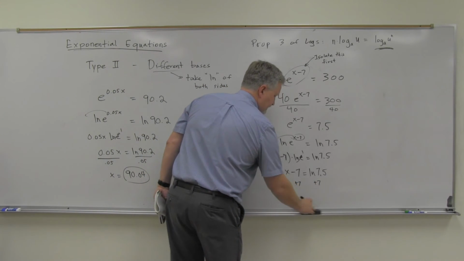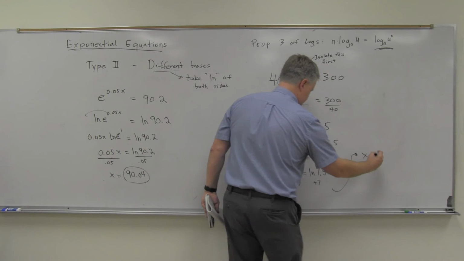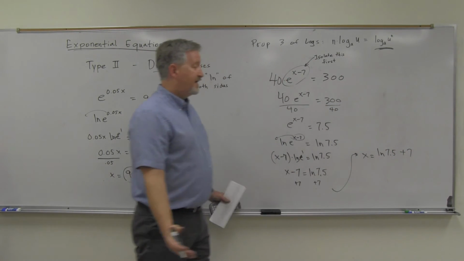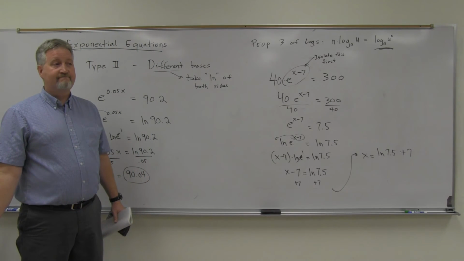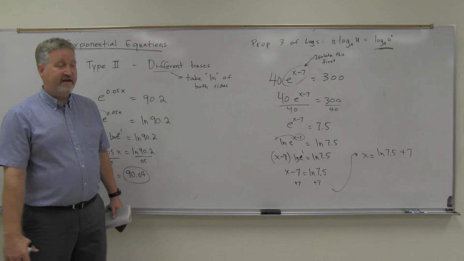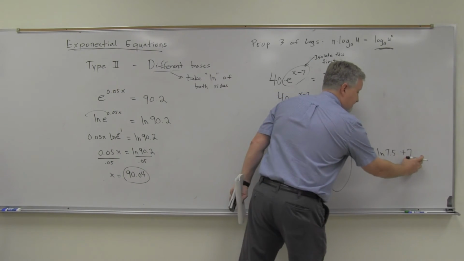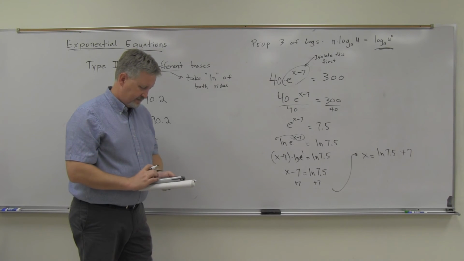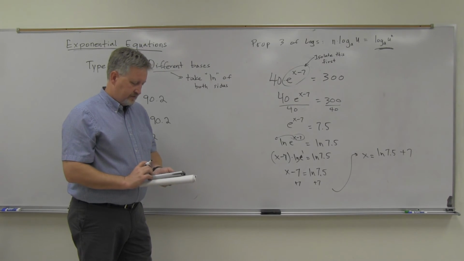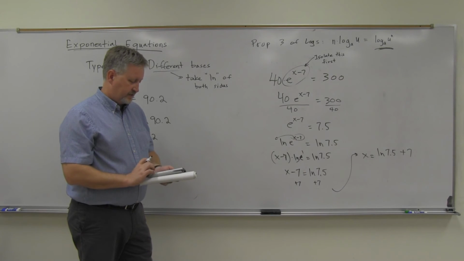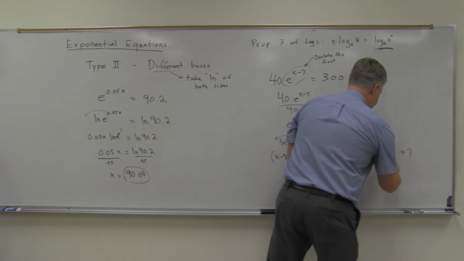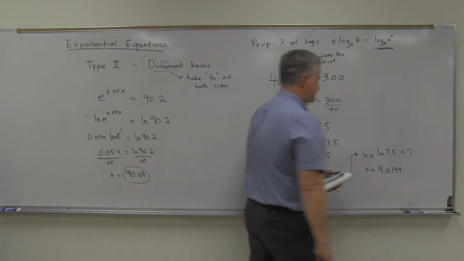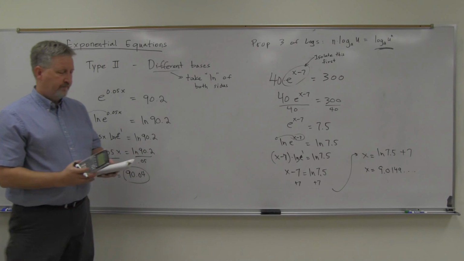One other note there. Is that ln of 12.5? That is not the ln of 12.5. I can't add these two together. This 7 is just separate. So just do ln of 7.5, and then add 7 to that. Just looks like it's 9.0149, and so on, however many places we want there. Okay?